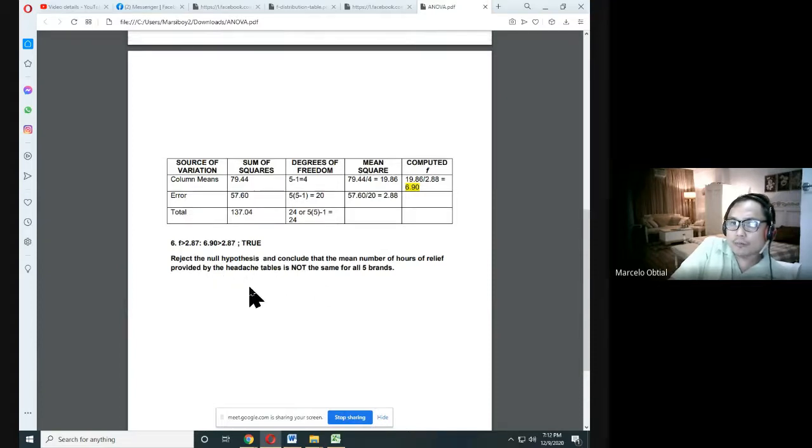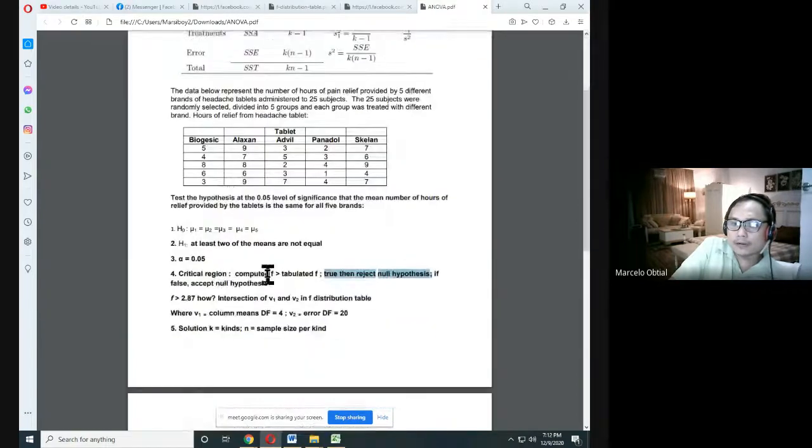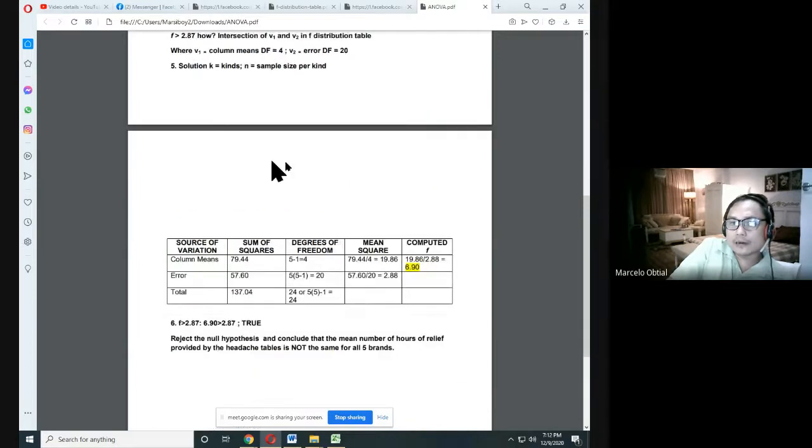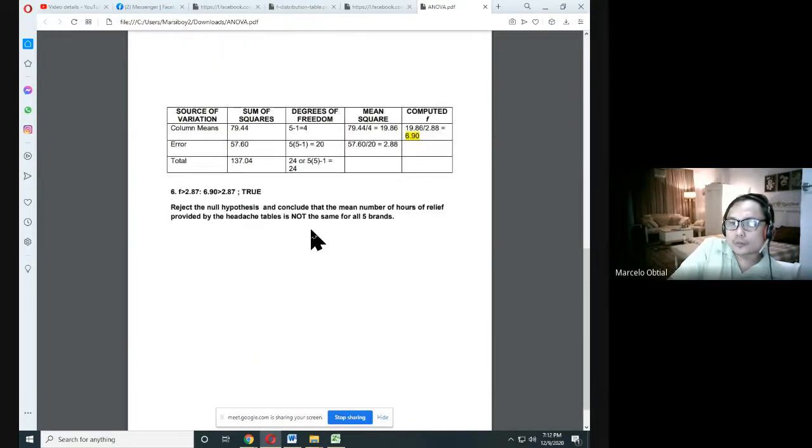After that, you go back to step number 1. What are you rejecting? This one. The claim that the effect of the 5 brands of headache medicine is the same. When you reject that, your conclusion is that the mean number of hours of relief provided by the headache tablets is not the same for all 5 brands. So that's it for the manual method.